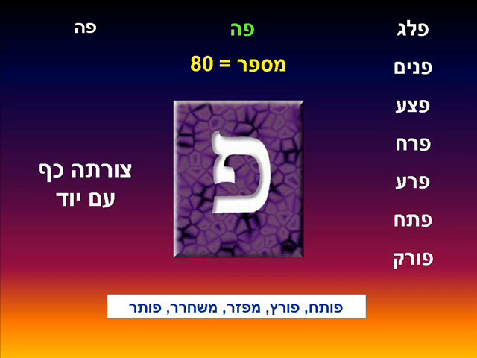And the shape of the Pei is very interesting. If you look inside, you will see a new letter being shaped in the open space of the Pei. That letter is a Bet, even though here it's not so clear. The letter Pei itself is composed of a Kaf and a Yud, but within it, if it's written correctly, in the empty space you will see a Bet being formed.